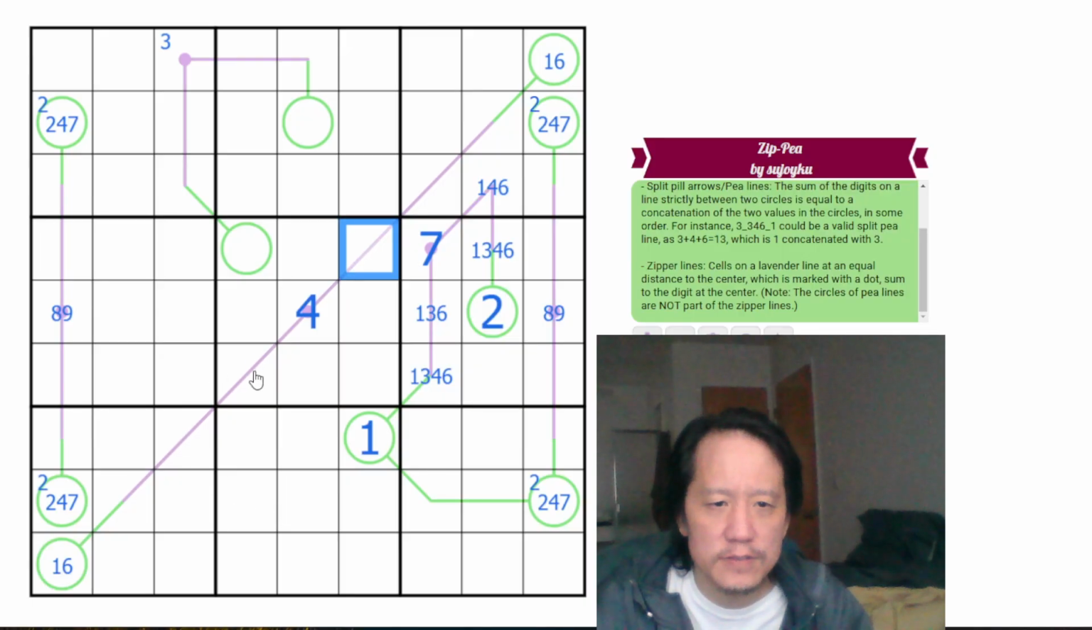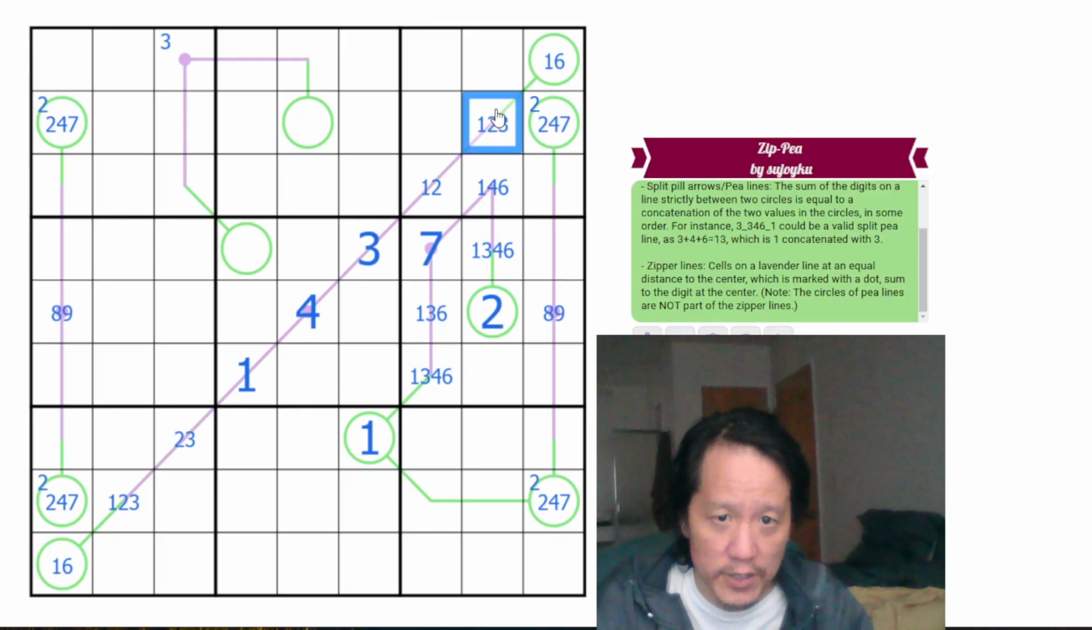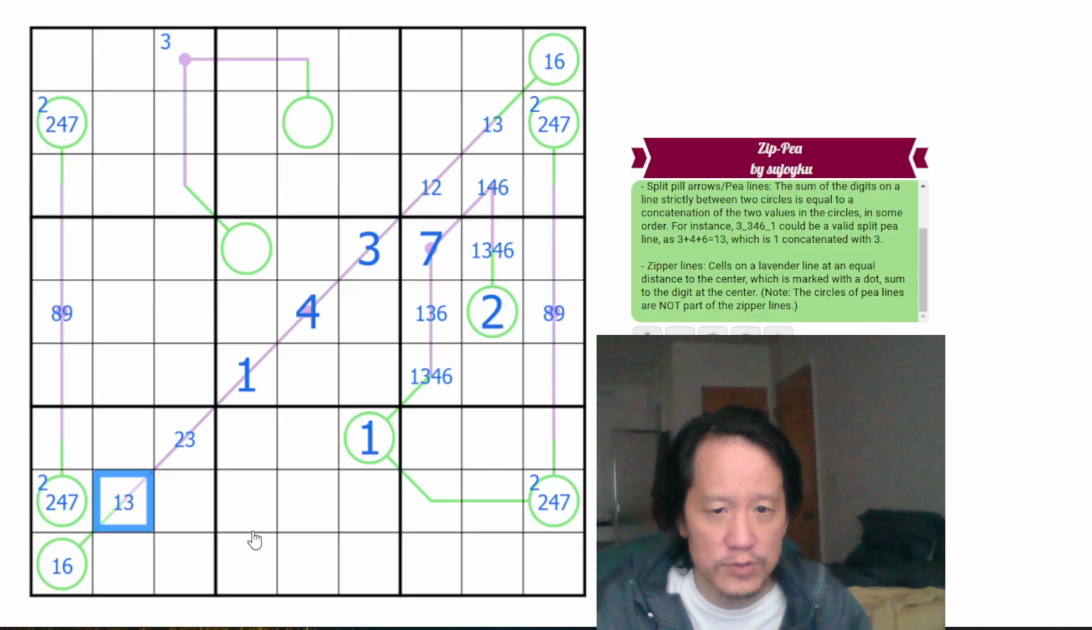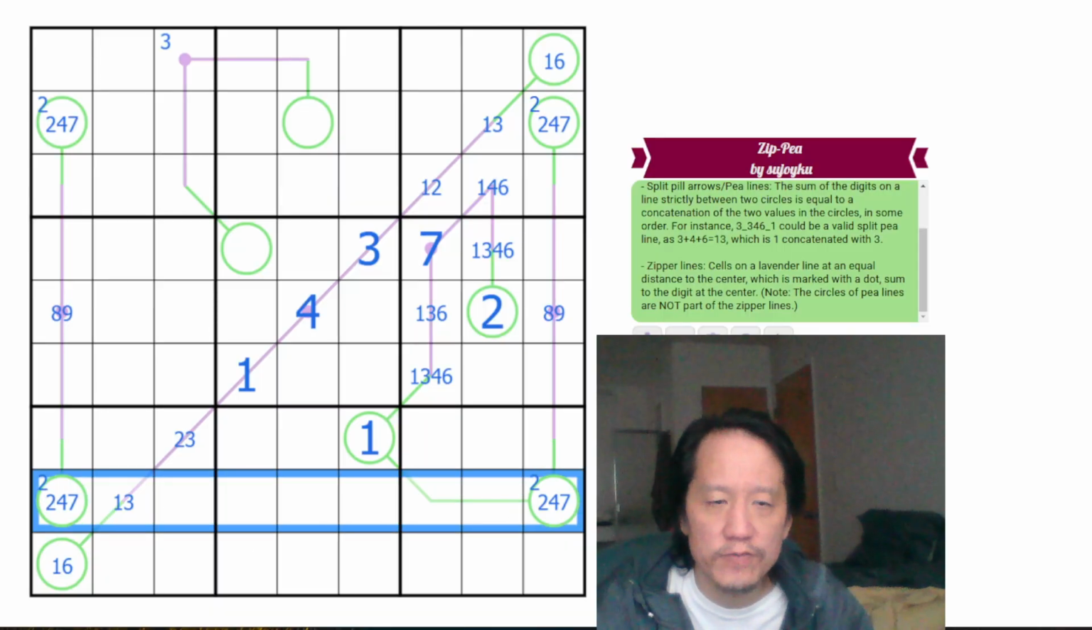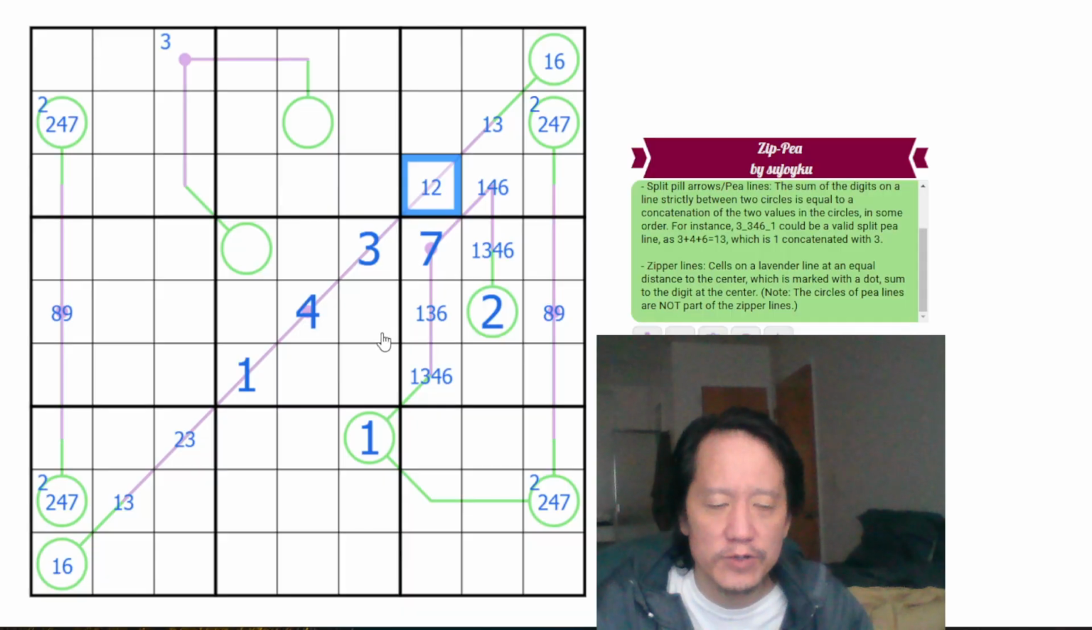That means this is 1 and 3. So this has to be 1, and this has to be 3. 2 could be here, or it could be 1, 3. So this one can't be 1, which means this one can't be 3. This one can't be 2, so this can't be 2. Oh, we know there's a 2 in the middle, right? So that couldn't be 2 anyways.